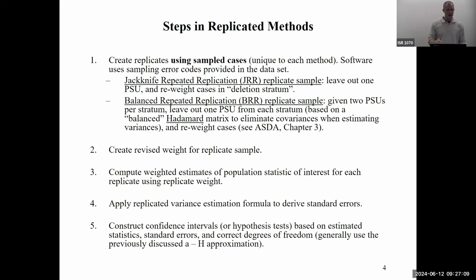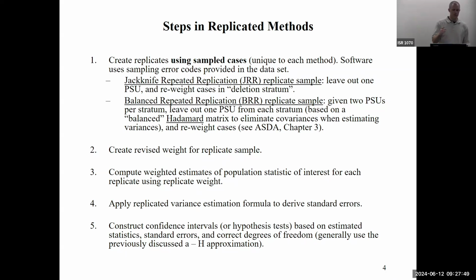We then compute a weighted estimate of whatever our population quantity of interest is. Again, could be a mean, could be a proportion, could be an odds ratio. Whatever our estimate is, we recompute it for every single replicate sample using those new adjusted replicate weights. And that gives us several different replicate point estimates. If we were to plot all those replicate point estimates, guess what we would see? An estimate of the sampling distribution. We're literally mimicking the idea of repeated sampling with this idea. And we're just using different ways of forming the replicate samples.